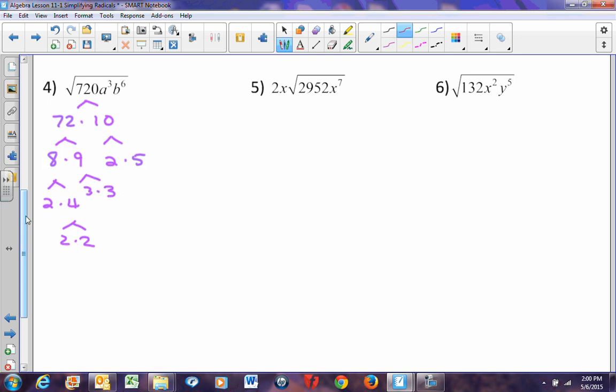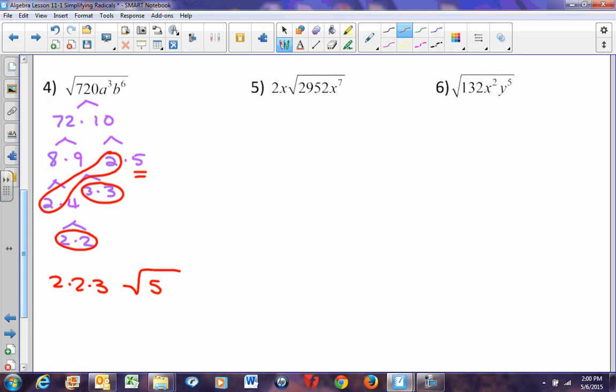Let's see what I can pair up. Pair up my 3's here. I can pair up this pair of 2's here. I can pair up this pair of 2's right here. So number-wise, what comes on the outside? 2 times 2 times 3. The 5 stays underneath.